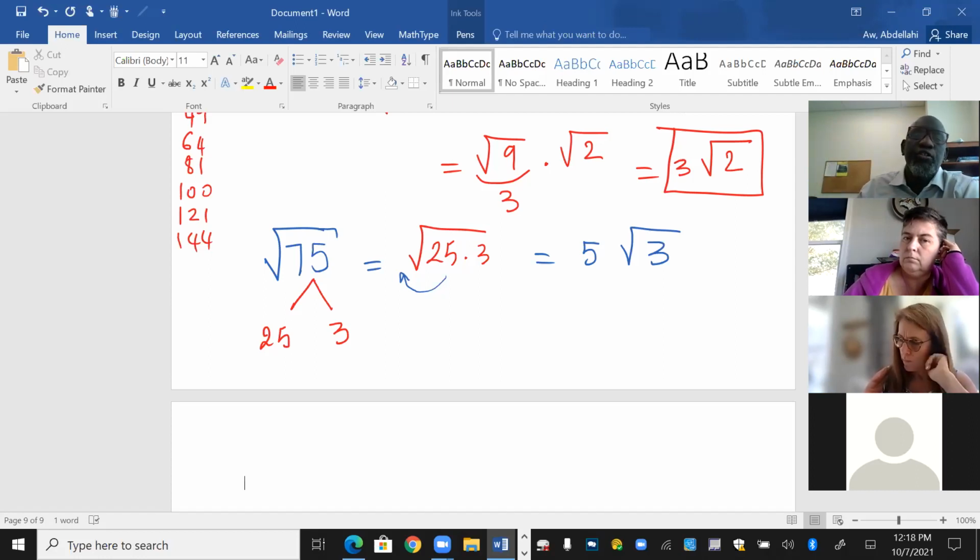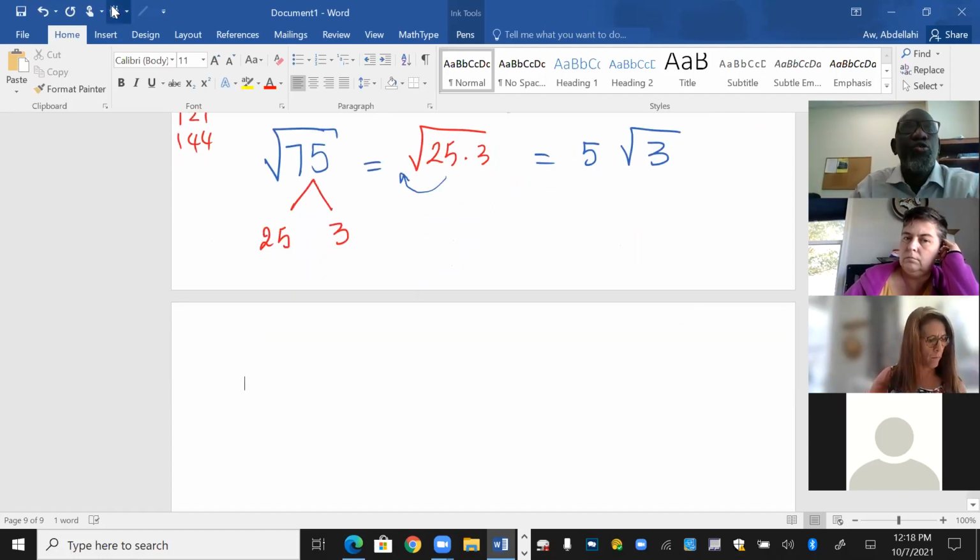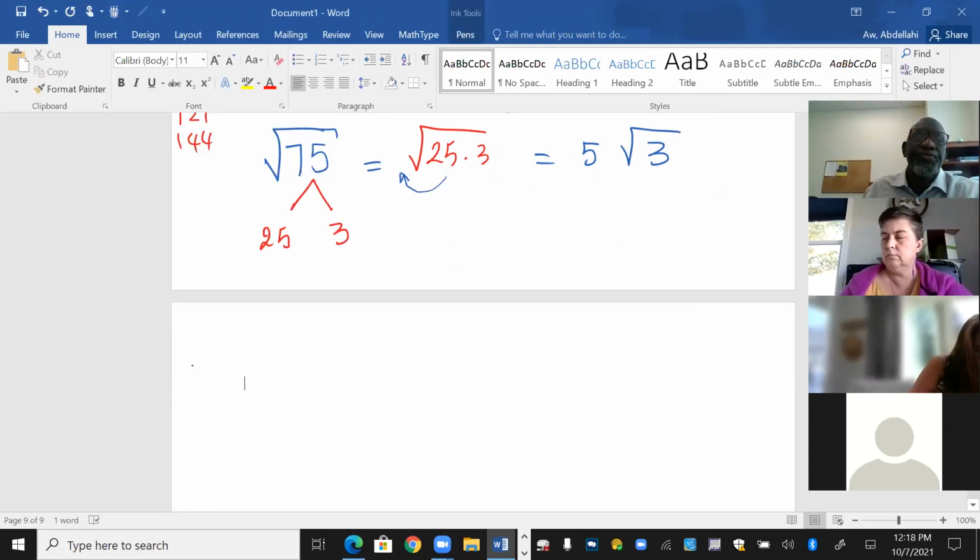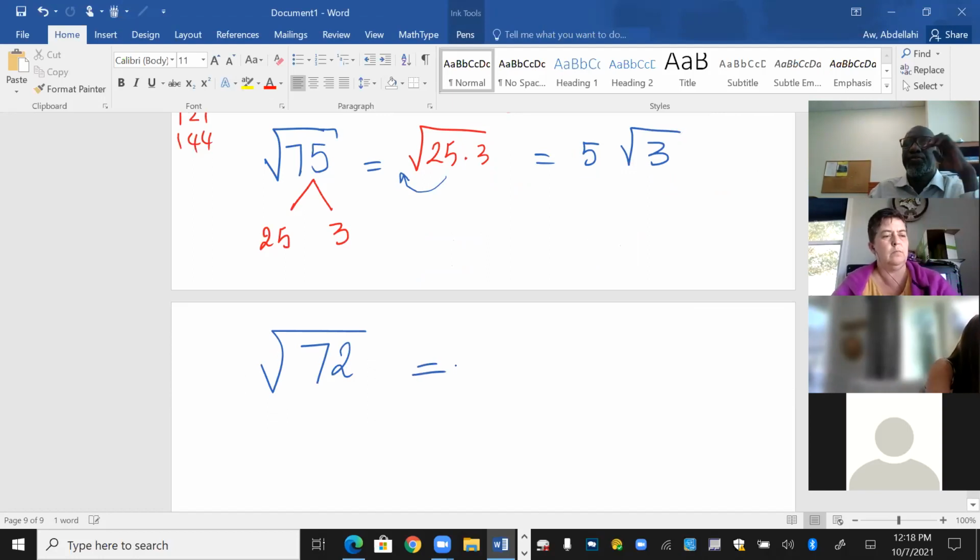All right. So how are you going to simplify square root of 72? Square root of 8.